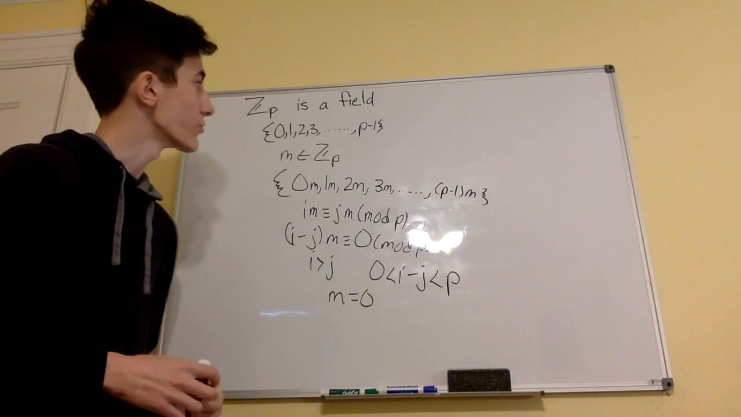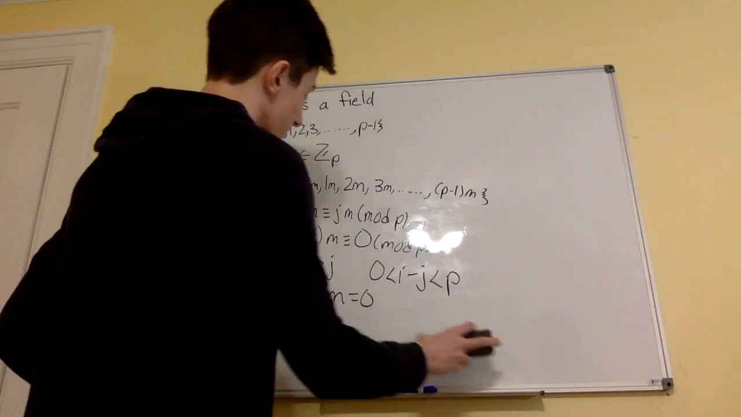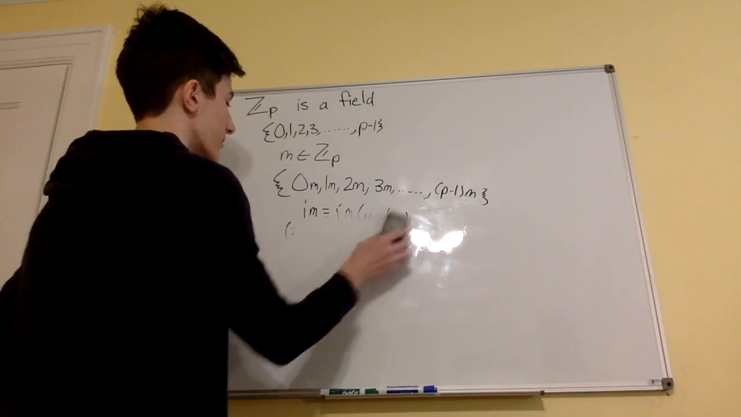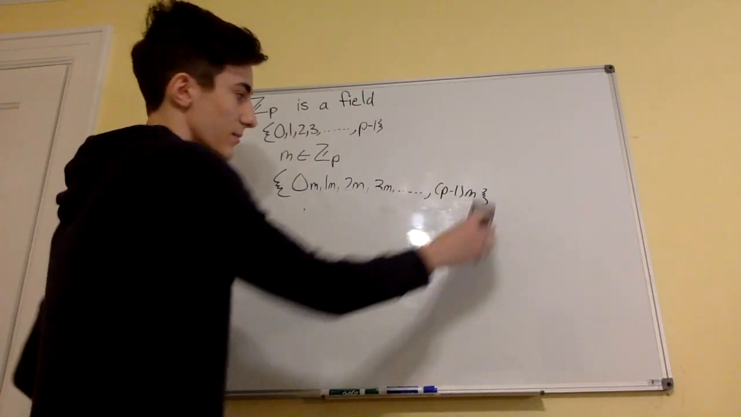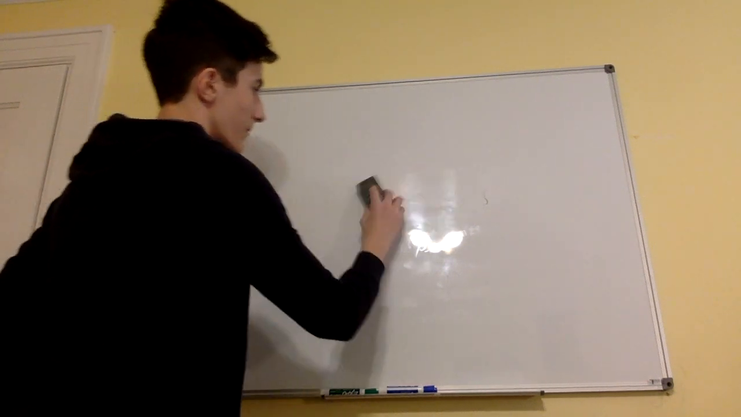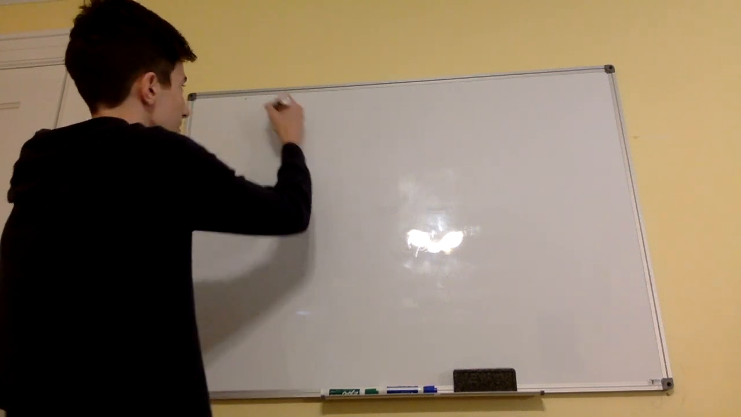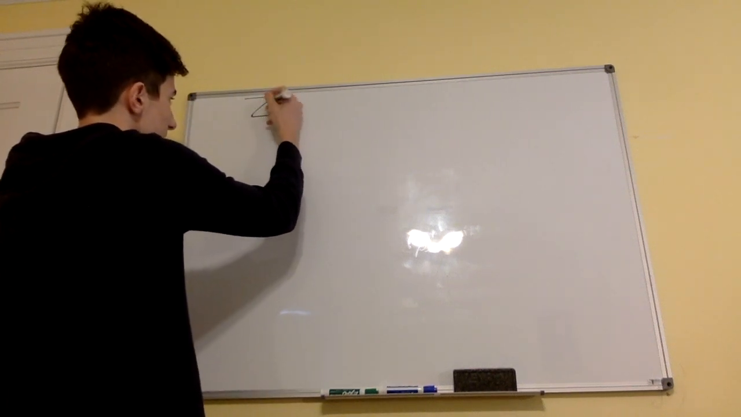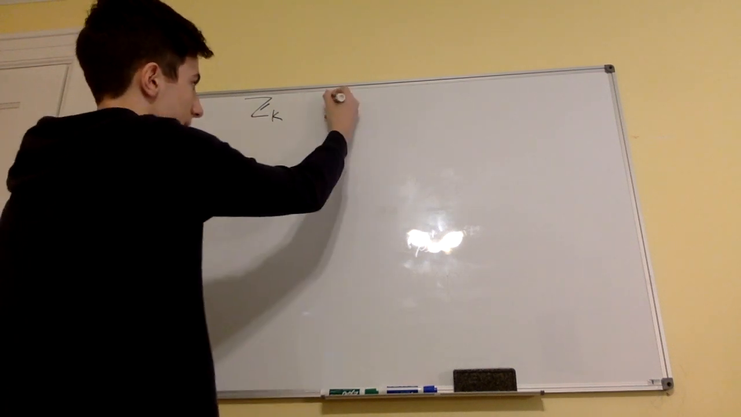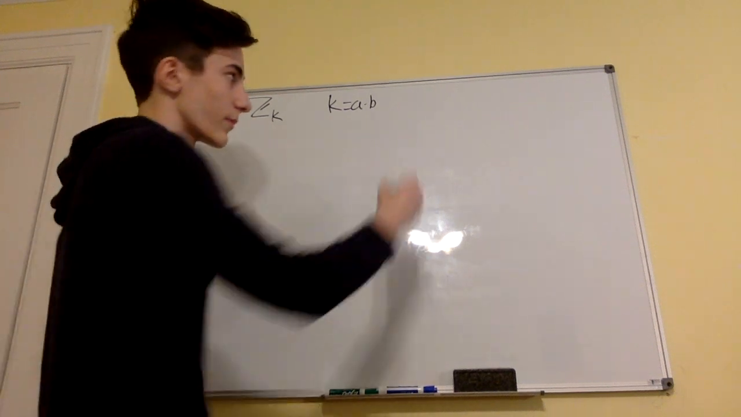Now we're going to try to prove that Z_K, where K is composite, does not form a field, showing that Z_P is the only way we can form a field with Z mod some number. Okay, so we're going to say Z_K, where K equals A times B, does not form a field.